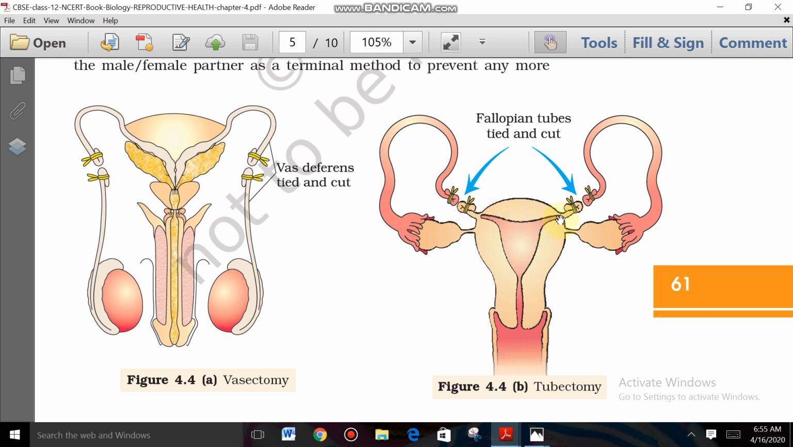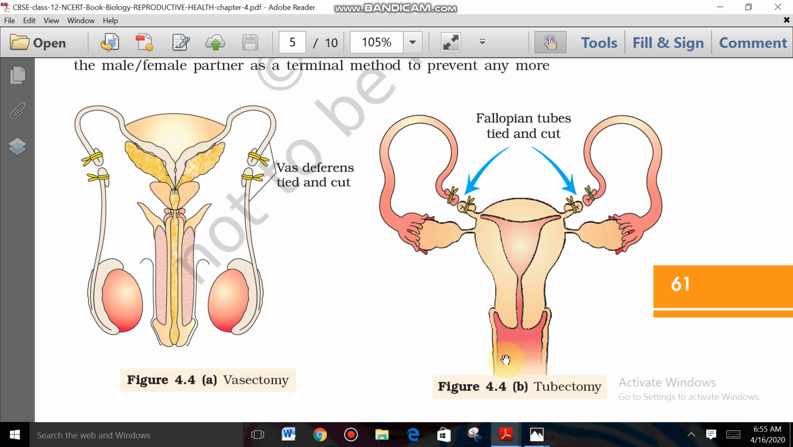And whenever sperms do not reach further to the fertilization site, and ova also do not reach further, there is no chance to meet with the sperms. So here also it is the same. So blockage of gametes takes place. Have you understood or not? We discussed already. Either male or female only undergoes the surgical method.